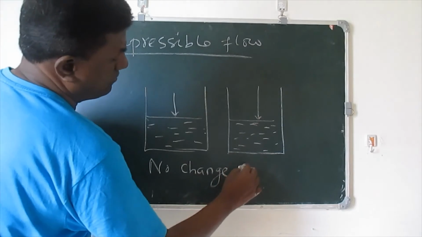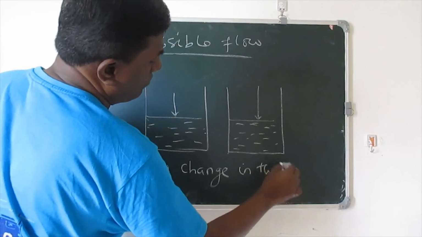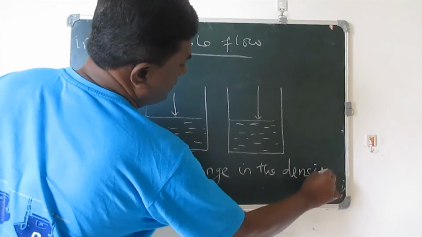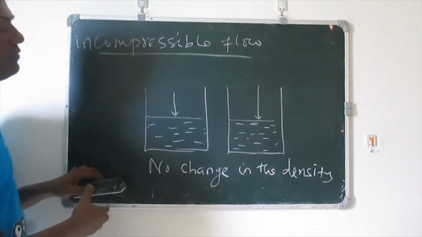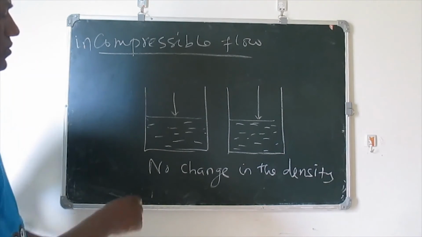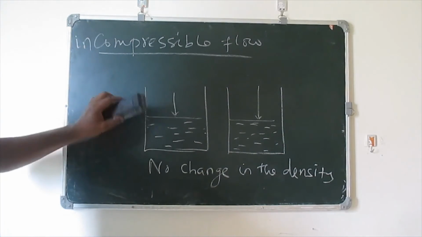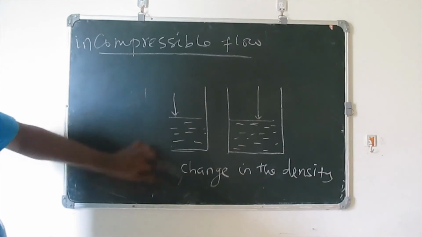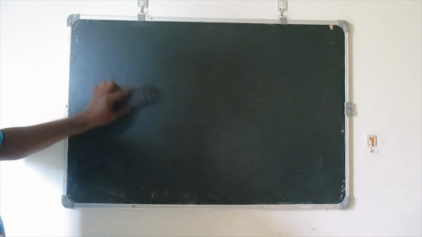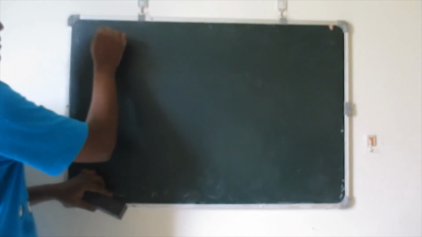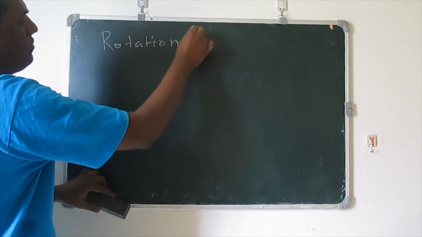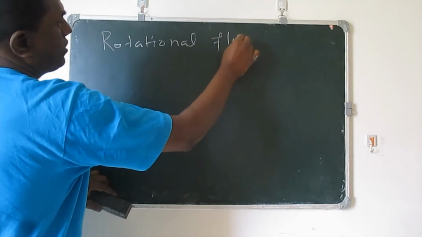So that's what about an incompressible flow. These things we have to understand very clearly whenever we talk about compressible flow and incompressible flow. Now another flow we can see is rotational flow. So what is meant by rotational flow?